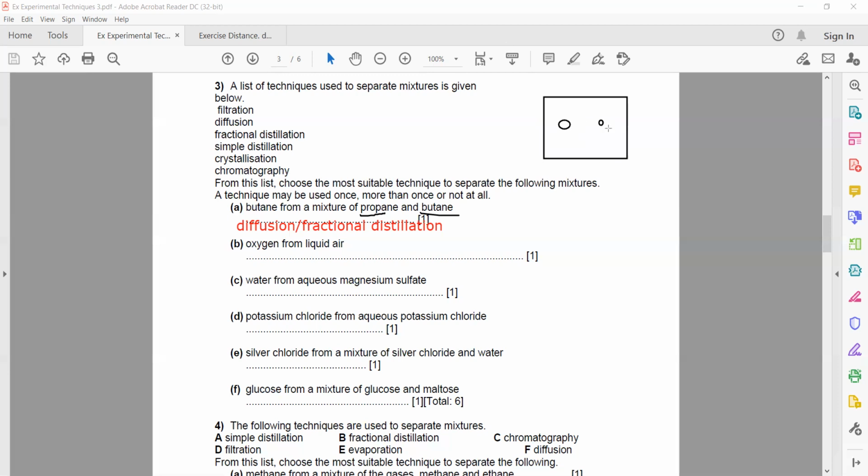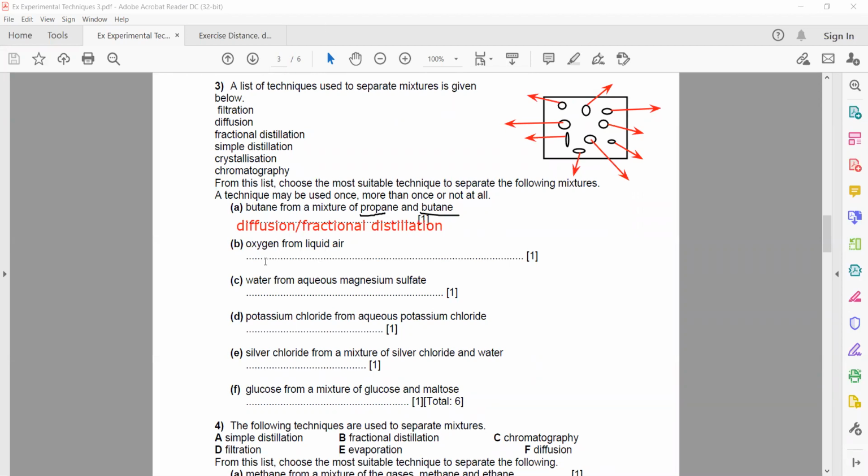Porous means it has small holes, and the gas is inside, the mixture of gases. So which gas will come out first? The gas which is lighter will come out first. And the gas which is heavier will remain in the container for a longer period of time. So this technique is called diffusion, but it's not 100% accurate. Some of the heavy gas will also come out, but it can be used. Oxygen from liquid air.